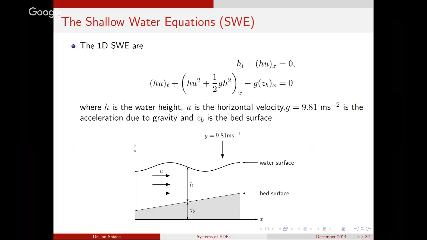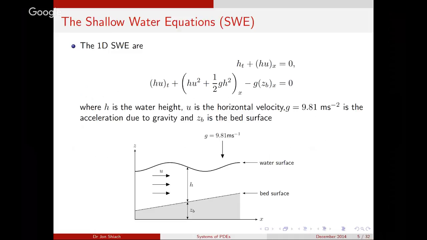u is the horizontal velocity. h is in meters, u in meters per second. Gravity, obviously pushing the water towards the Earth, is 9.81 meters per second squared. We have two equations. This first one is conservation of mass. It looks quite similar to the advection equation: the derivative of h with respect to t plus the derivative of h times u with respect to x equals 0.